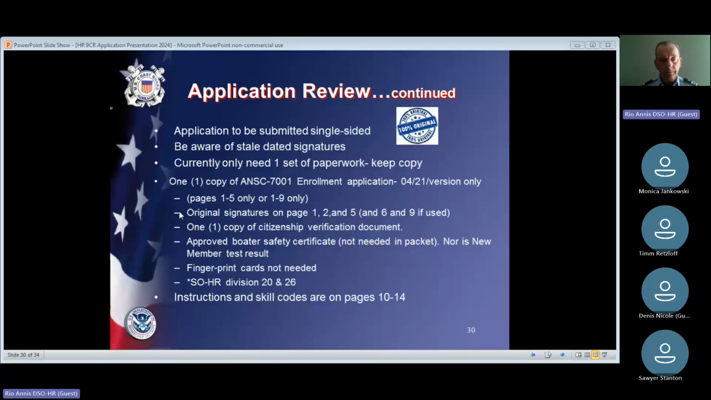Again, the fingerprint card is no longer needed. Now, in Divisions 20 and 26, the division HRs there would like the application packets sent to them. So if you're in those divisions, send your packets to them first. They are currently reviewing to make sure everything is appropriate before it gets sent to me. At this point, I don't have an issue with that process. If I find it's not working, then I will change it to have you just send it directly to me, as with other divisions.